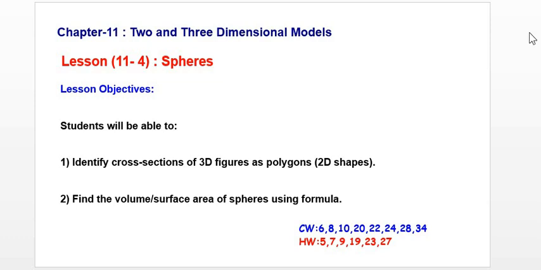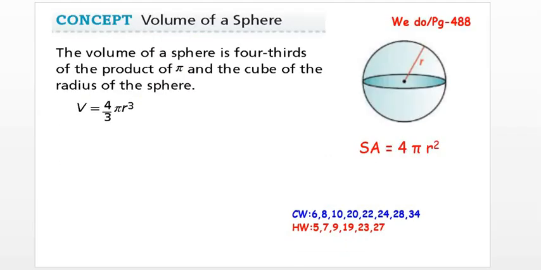Bismillahirrahmanirrahim. Chapter 11, 2 and 3 dimensional models. Lesson 4, spheres. Our main objective is to find the volume and the surface area of spheres using a formula. So let's see what is the formula to find the volume and surface area.